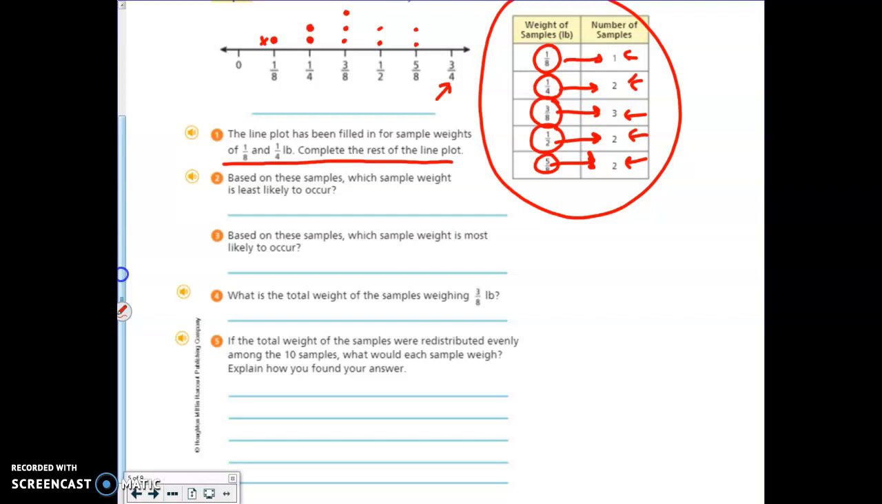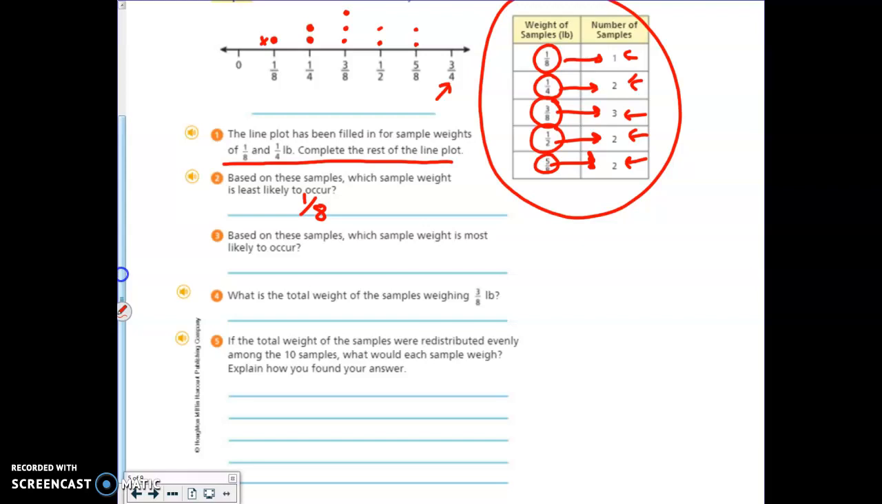So it says, based on these samples, which sample weight is least likely to occur? The answer for that one should be 1/8 instead of 3/4, just simply because that is not part of our data set. So for number 3, it says, based on these samples, which sample weight is most likely to occur?